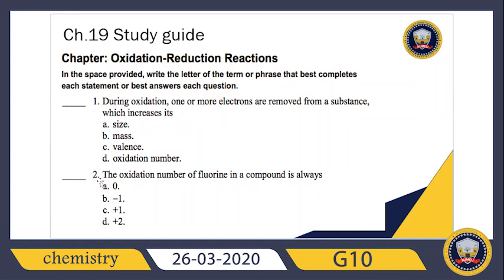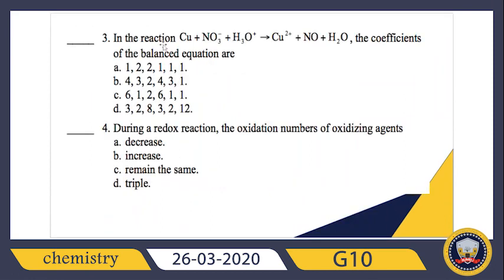So, question number 2. The oxidation number of fluorine in a compound is always, now we said the fluorine is the strongest electronegative atom. So the oxidation number of fluorine is, you see, B here, -1. Okay, so let's continue. Question number 3. Now you have this reaction. So he's asking, balance it.